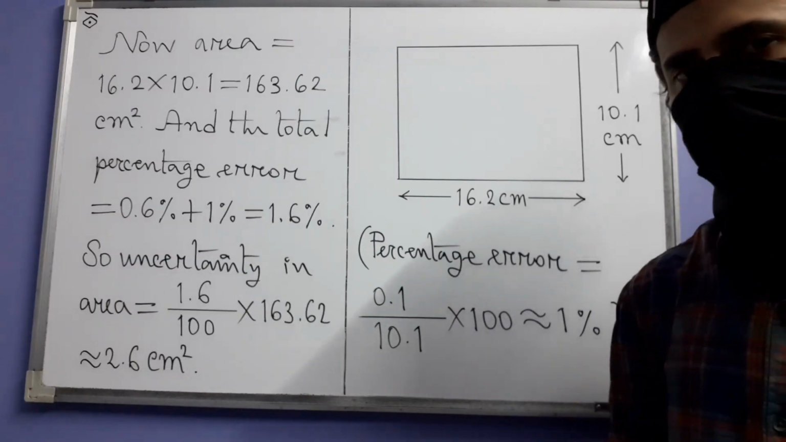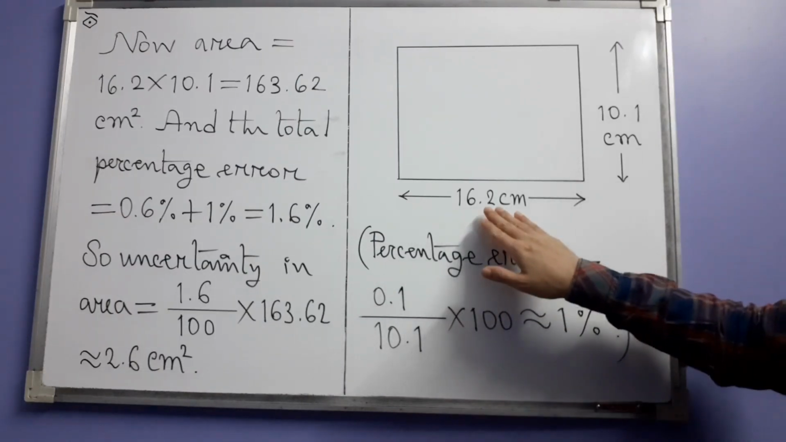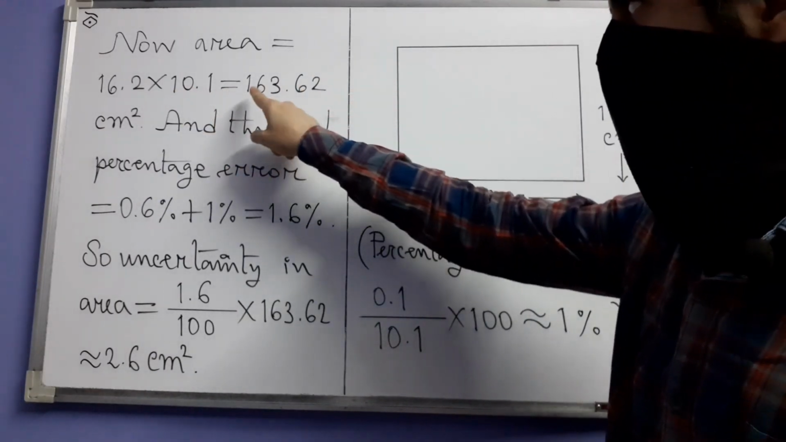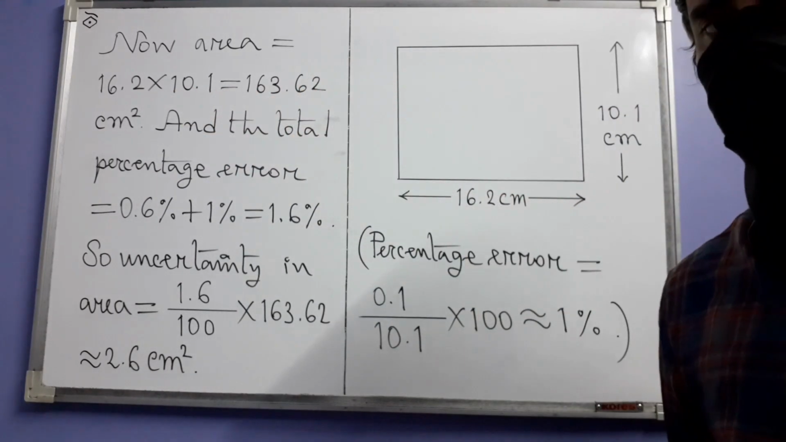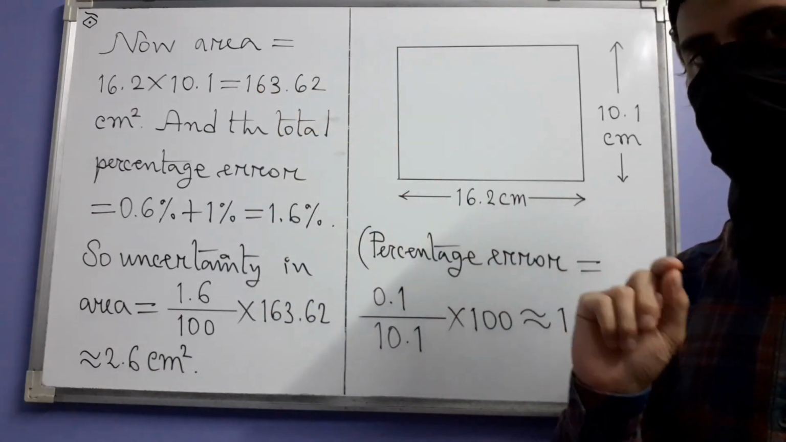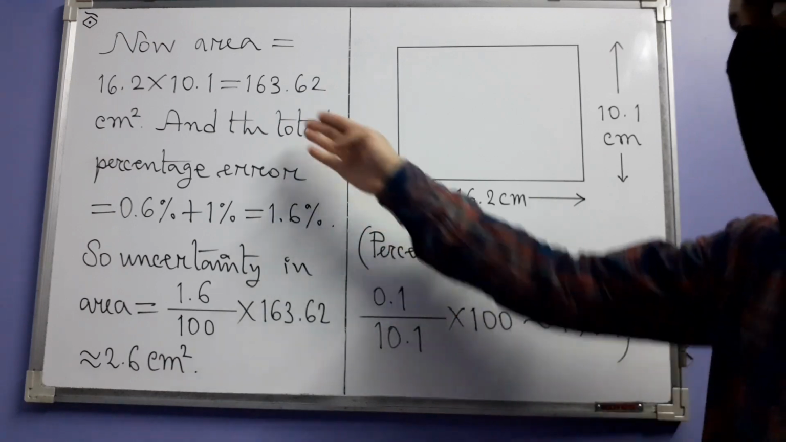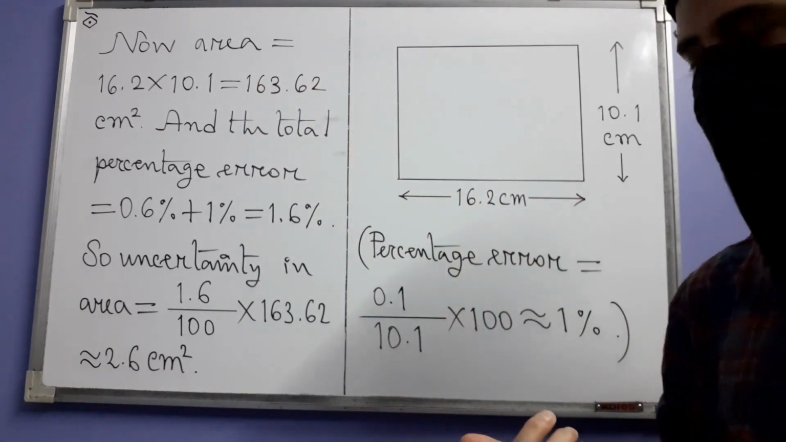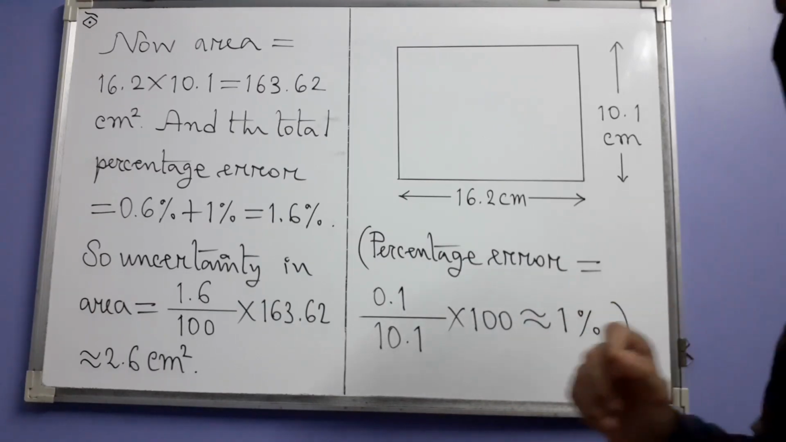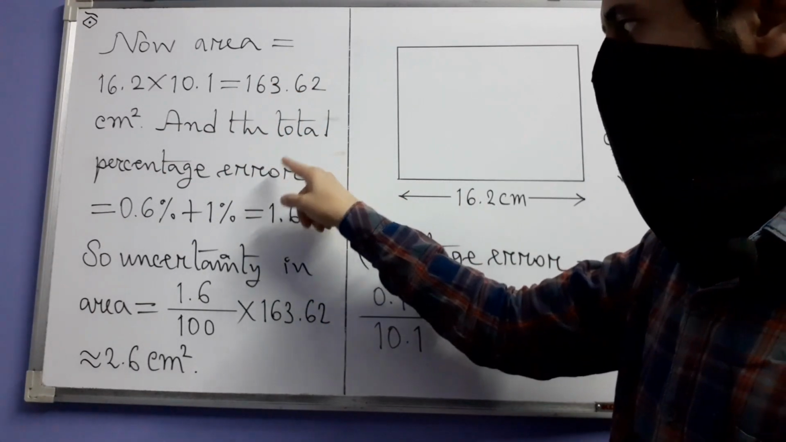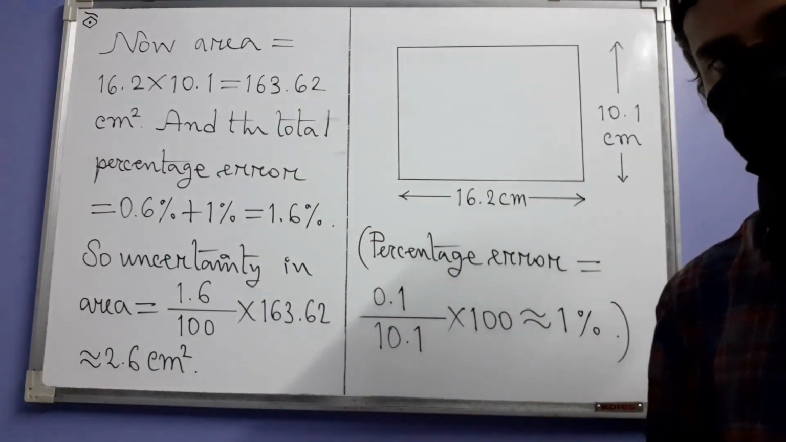So when calculating area, of course, we just multiply these two values, and that way we get 163.62 centimeter square. This of course does not have 3 significant figures. The number of digits here is not 3. We have to make it 3. But before we do that, we see the total percentage error also.